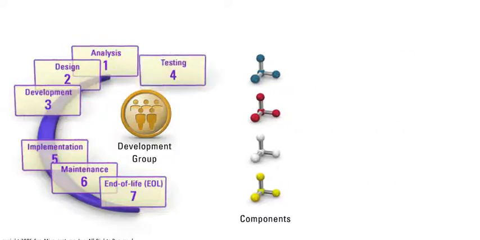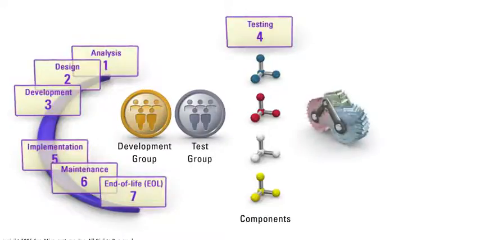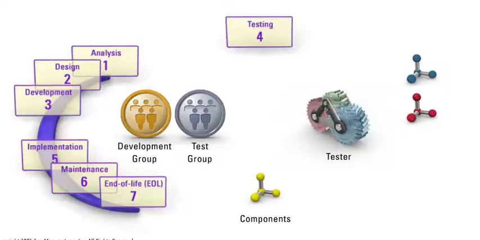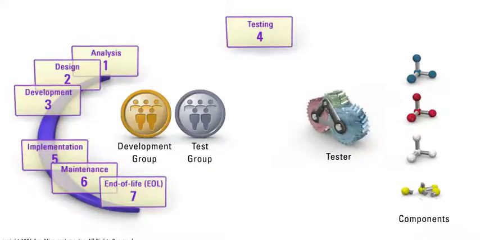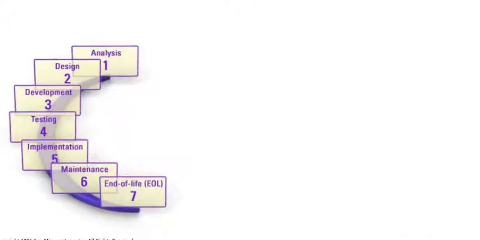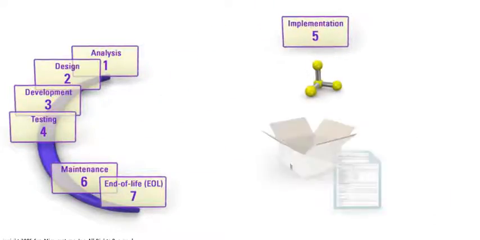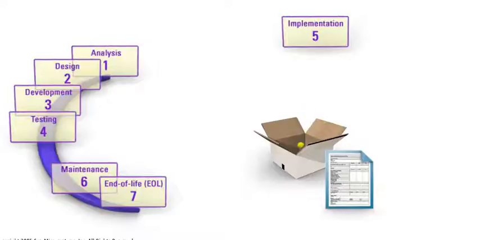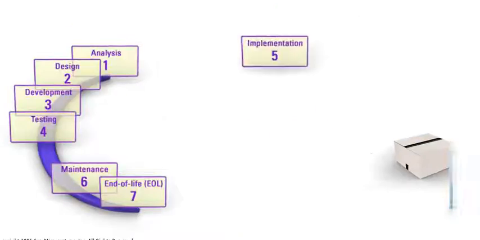In the testing phase, we are now introduced to a new group, the test group. It is their job to take each of our components and run them through a variety of tests to see if our component makes it or breaks it. Once we finish with the development and testing stages, it's on to the implementation stage. In this stage, we're going to get our product out to our end users or our customers.